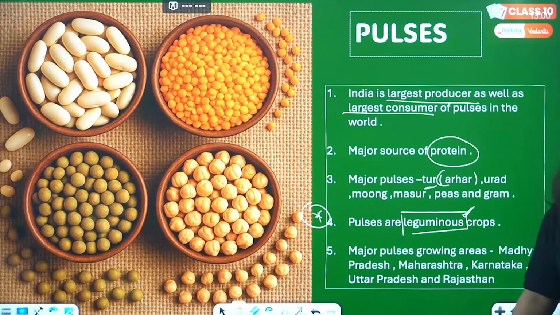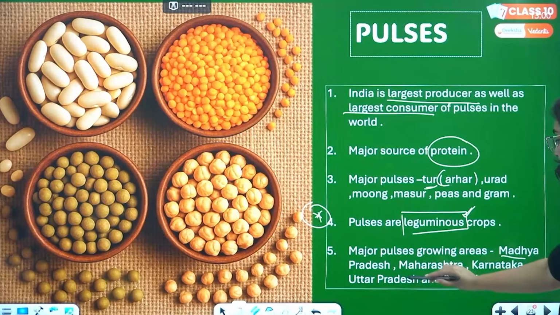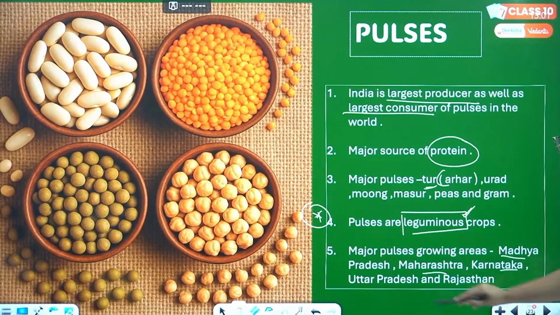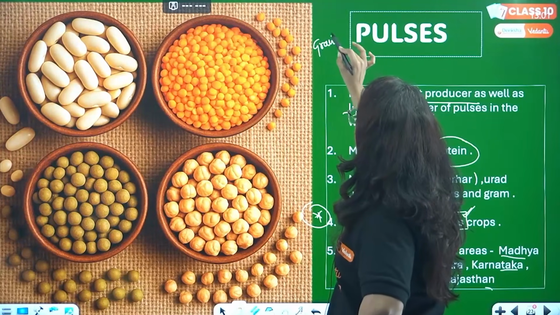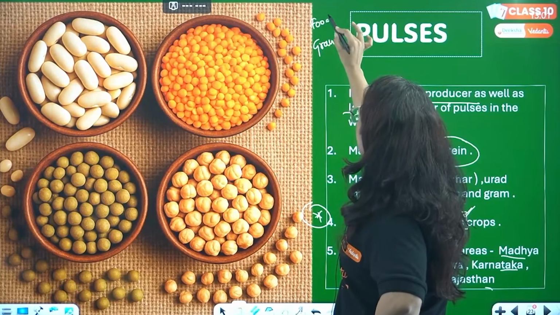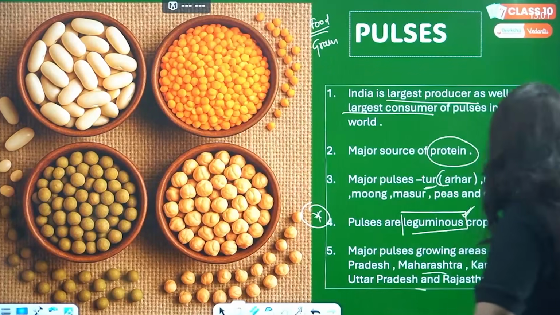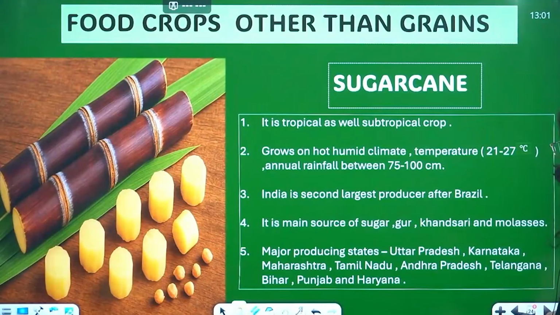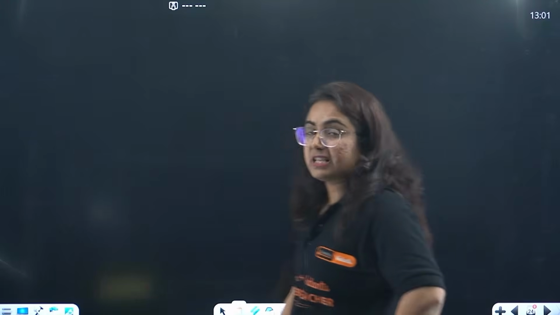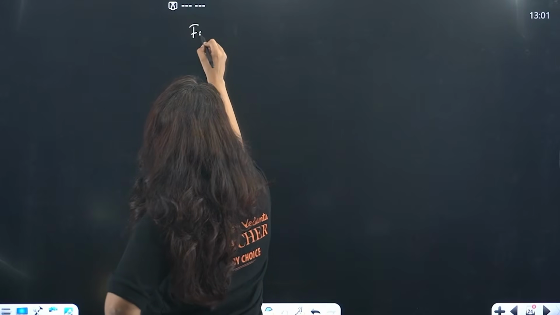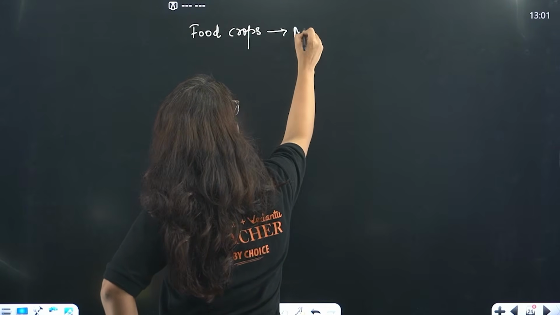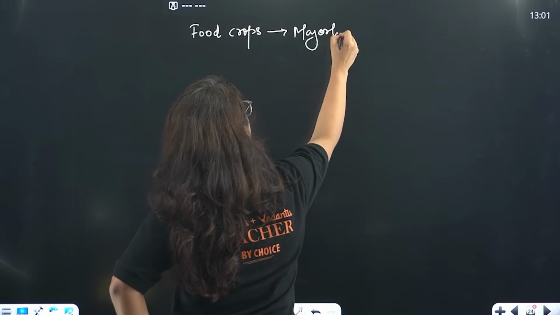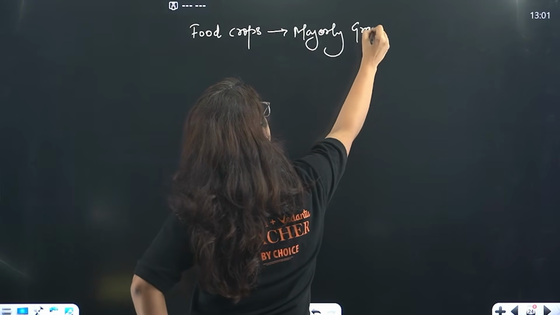Major producing states are Madhya Pradesh, Maharashtra, Karnataka, Uttar Pradesh and Rajasthan. So yes, this is also a food crop that is a grain. But before moving further, I would suggest you have a revision of what we studied up till now. So we studied food crops that are majorly the grains of India.